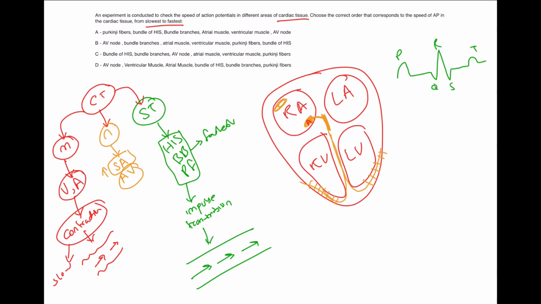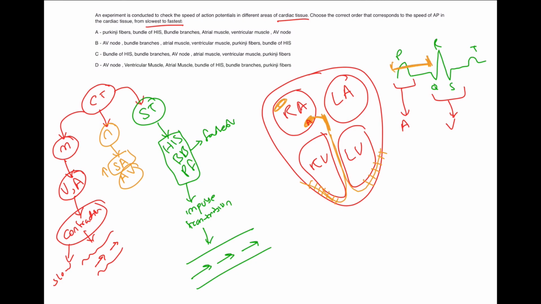What is the P wave? It is atrial systole. What does that mean? The atria is contracting. What is the QRS complex? It is ventricular systole. What does that mean? It means the ventricles are contracting. What is this little portion in between?